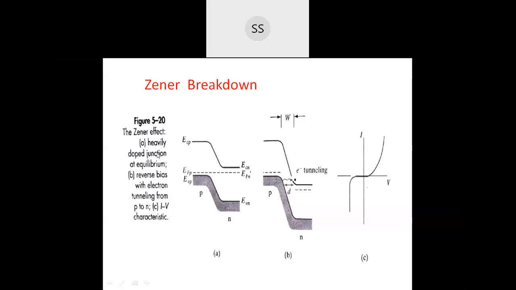It's a heavily doped junction at equilibrium. Now you observe the ECP, EFP, EVP. These are all the bands towards the p side. This is a transition region, where you can imagine the space charge region. ECN, EFN and EVN are the bands in the n-type material. So this is the P and N. Now, as it is a reverse condition, because we are discussing the breakdown that will occur in the reverse operating condition.